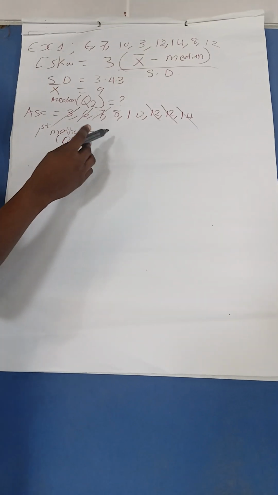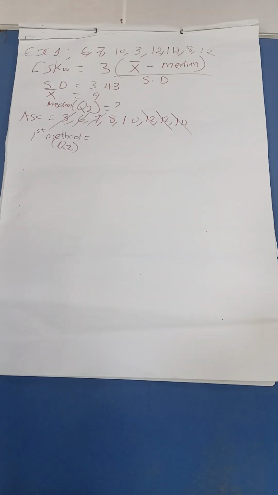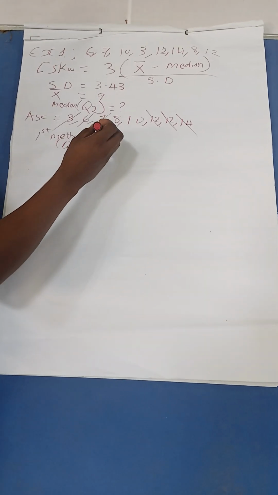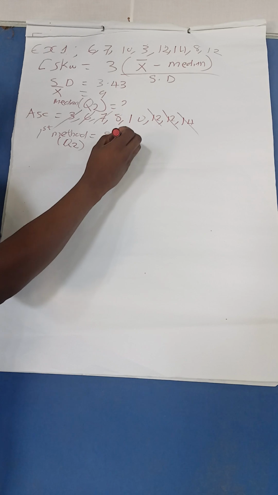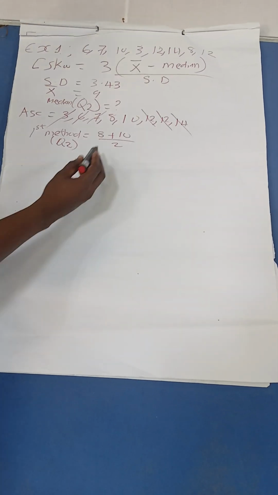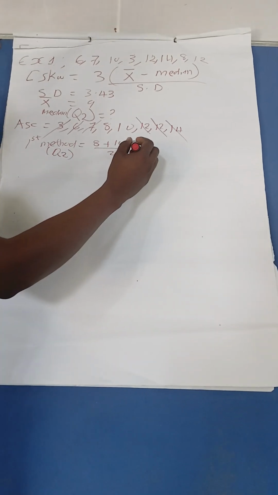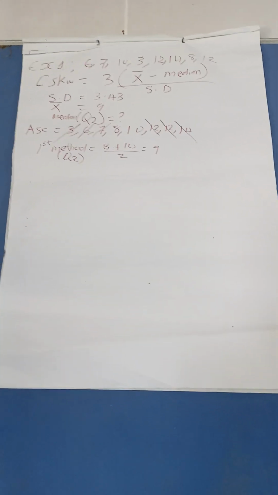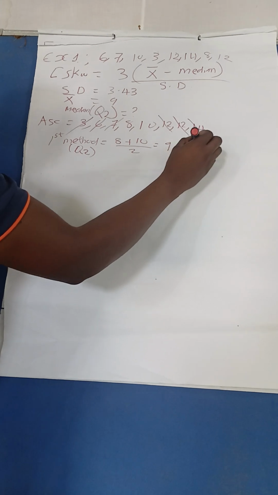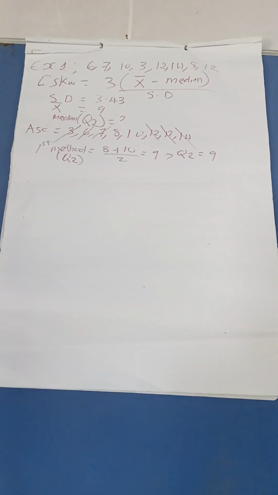Then if I cancel 8 by 10, I will remain with nothing. So I have two values in the middle. What I will do is add the two values, 8 plus 10 divided by 2, to get my median. So 8 plus 10 is 18. 18 divided by 2, I will have 9. So my median or Q2 in this case is 9. You see? Good.